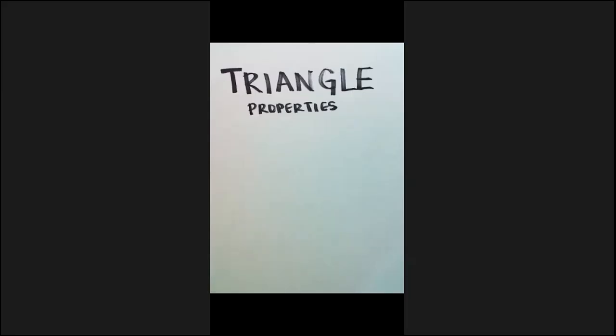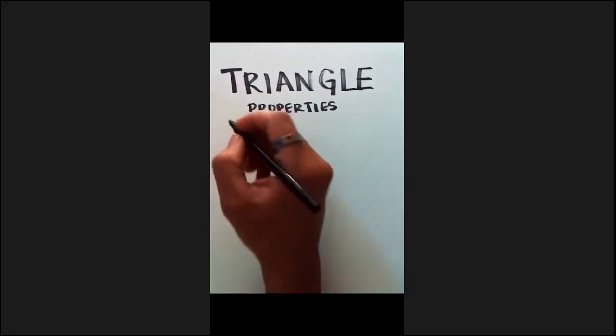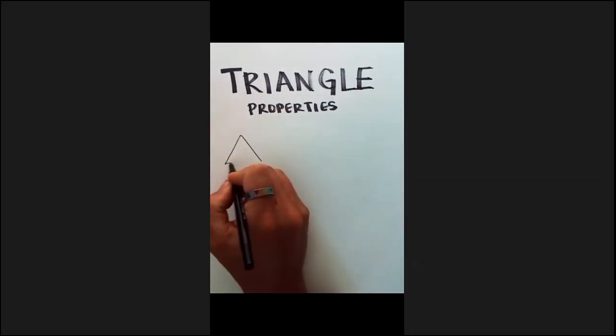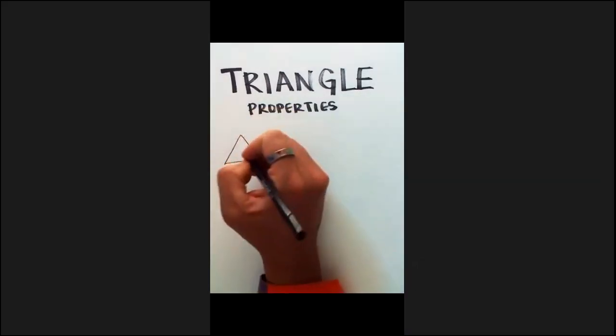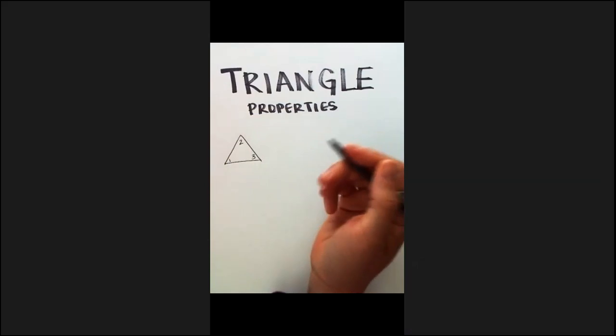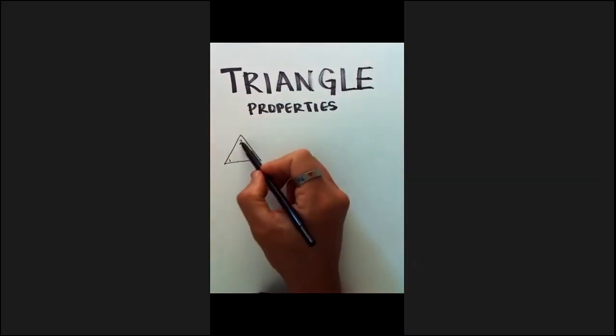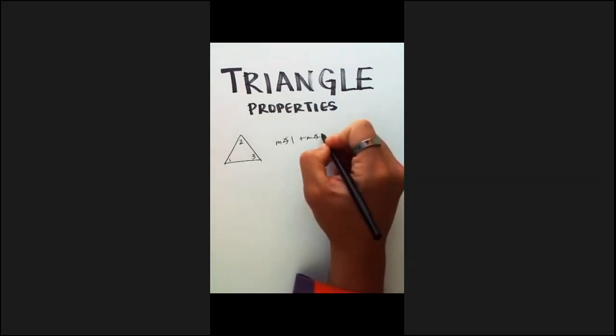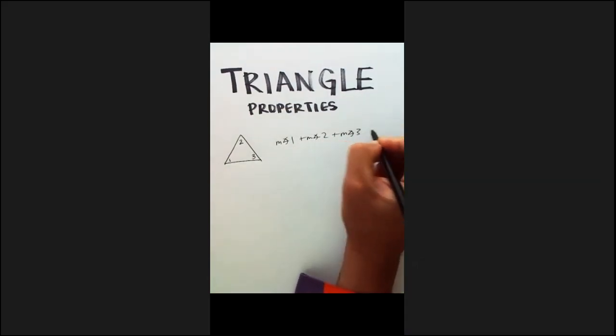All right, so today in our lesson, we're going to talk about triangle properties. Before we get into any examples, I want to go over some basic things that we need to know before we start working. The first thing is that the three angles inside of a triangle add up to 180 degrees. They will always, always, always add up to 180 degrees.